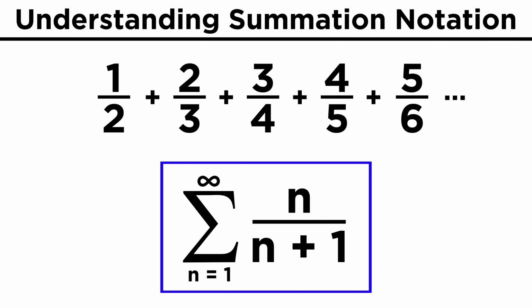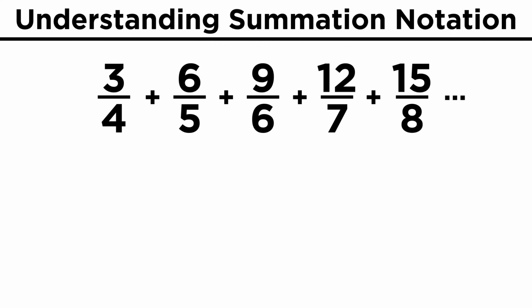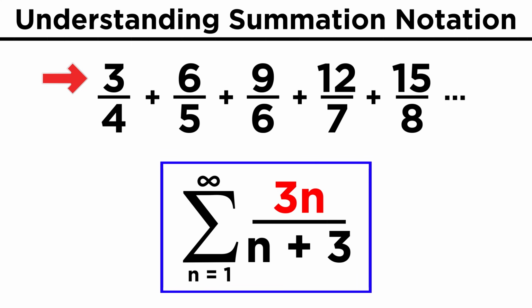Things can certainly get trickier. How about 3 over 4, 6 over 5, 9 over 6, 12 over 7? Here, the top is clearly multiples of 3, so that's 3n. On the bottom, it goes 1 at a time, but starting with 4. So that could be n plus 3, where it's always 3 more than the number of the term. As long as we always think logically in this manner, we can usually figure out even the toughest sequences. We just look for the patterns that are present.